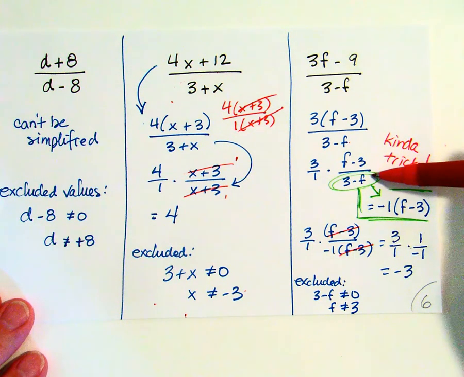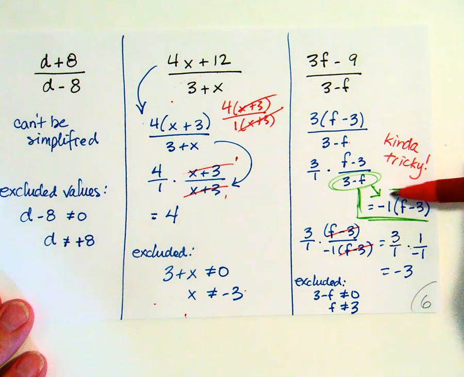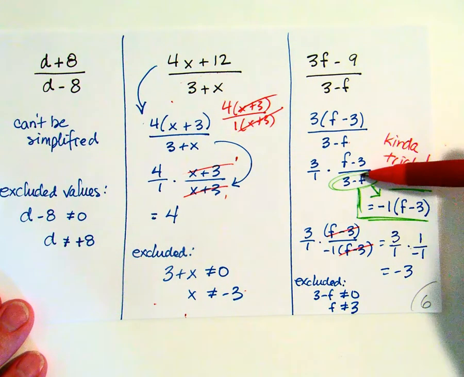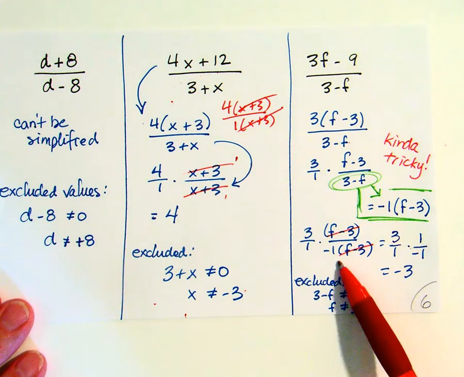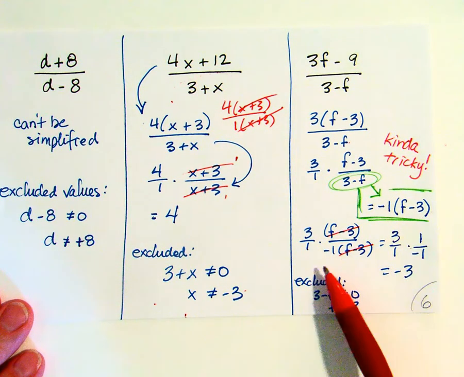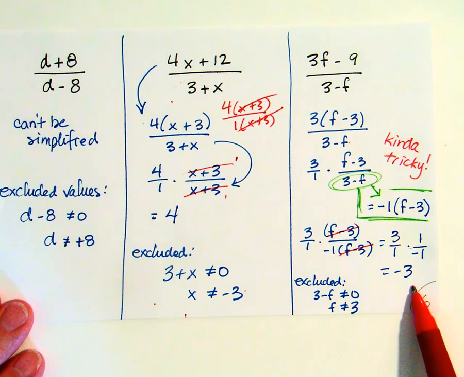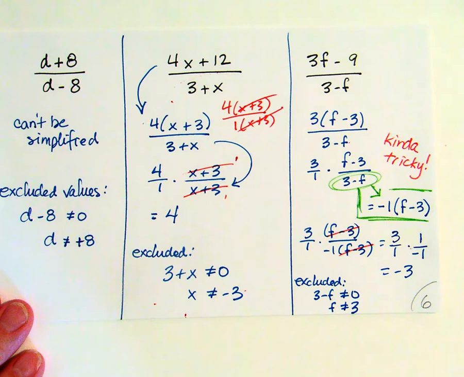So 3 minus f is exactly the same thing as writing negative 1 times f minus 3. Is that true? Well, let's see. Negative 1 times f is negative f. Yeah, that's there. Negative 1 times negative 3 is positive 3. Yeah, that's a positive. It works. Does everybody see it works? So I'll go ahead and write that in here. I'll substitute in my altered version so I can simplify it. And then it simplifies down very nicely to negative 3. Again, we go back to our original denominator to determine what the excluded values are.